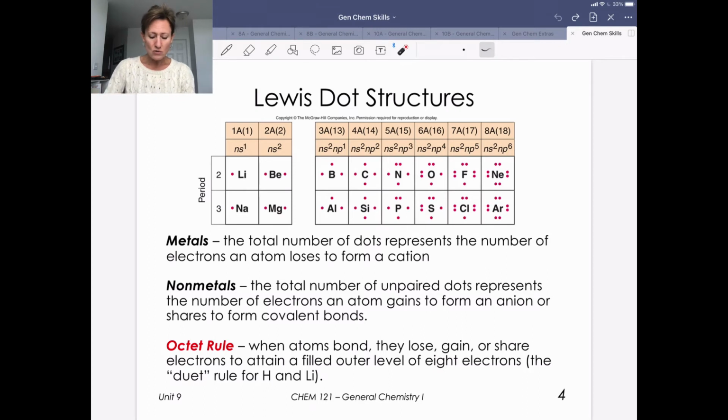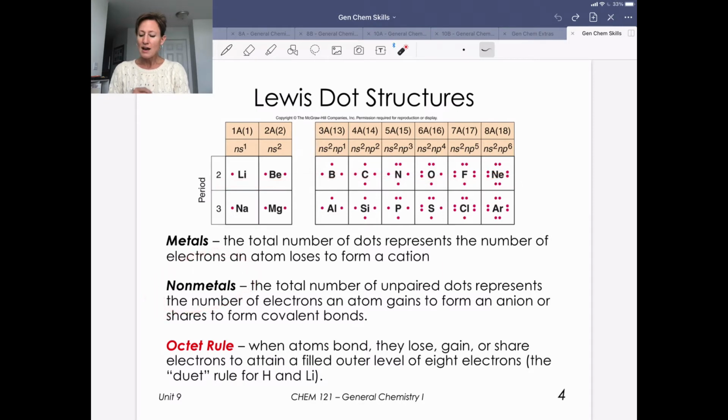And as we know, that correlates with the number of valence electrons, which we can get from the periodic table. So for metals, the number of dots represents the number of electrons an atom would lose to form a cation. And so we can see here things that are in group 1 are going to lose that single valence electron to form their +1 cation. 2 electrons, 3 electrons, and so forth. So I think you see the trend here between the numbers 1 and 8.